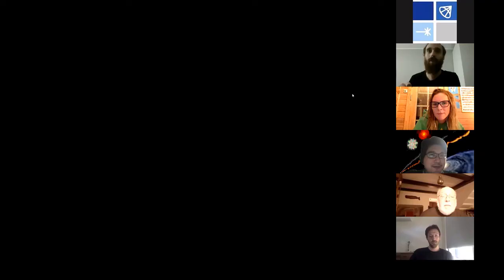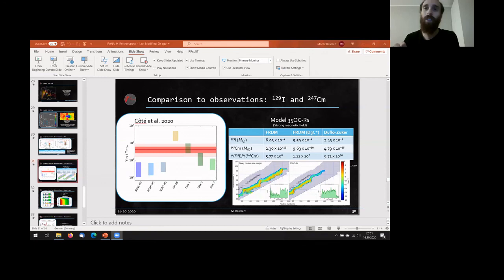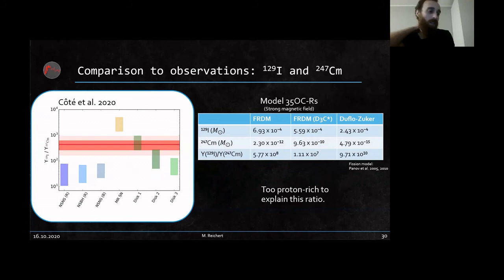Okay, I have one more question. So Moritz, now we're going from one paper of Benoit to another one. On page 30, you have the iodine, and can you show that page 30? Yeah, sure. Right. So here there's also another magnetorotational driven supernova model. And this one has a much lower ratio than the one you calculate. So can you talk a bit about that?